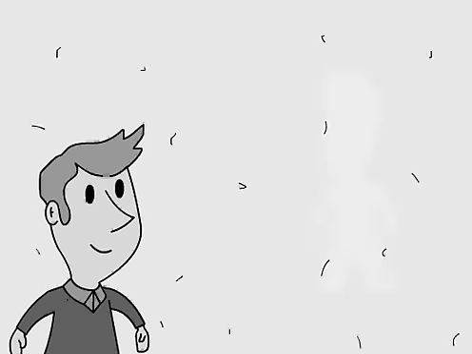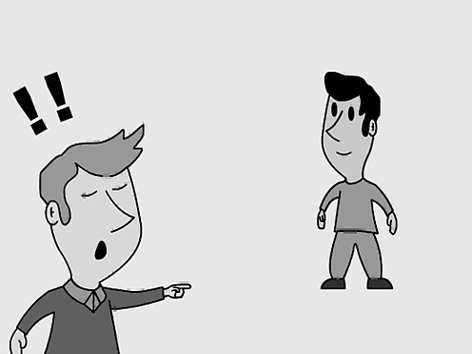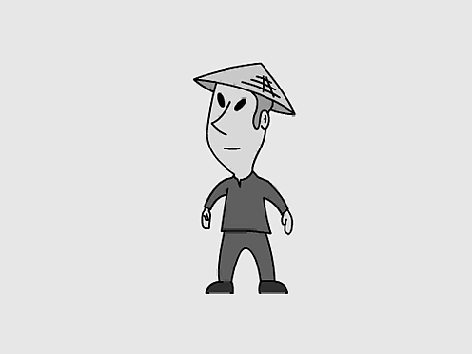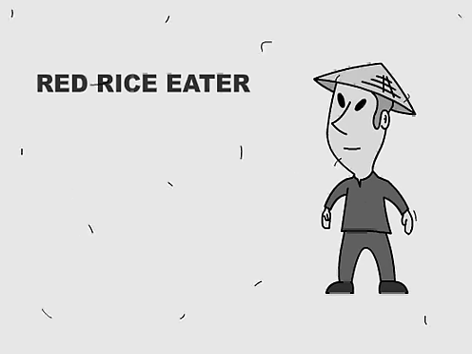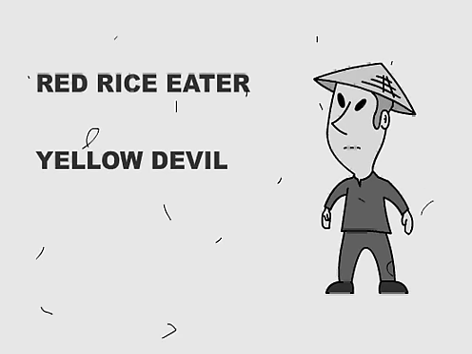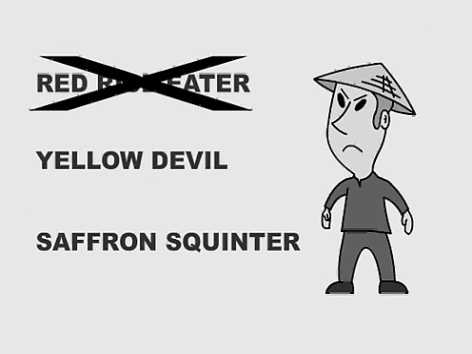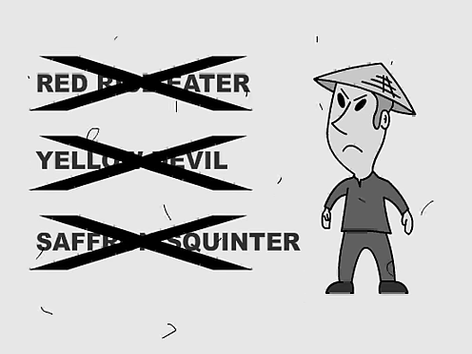Now that you are able to identify a foreigner, you must learn how to address him in an appropriate fashion. Certain phrases are no longer acceptable in polite society. Here's a Chinese fellow. Though you may be tempted to call him a number of names, such as red rice eater, yellow devil, or saffron squinter, you must refrain. These are no longer acceptable terms in the civilized world.